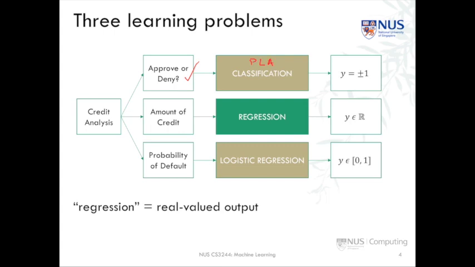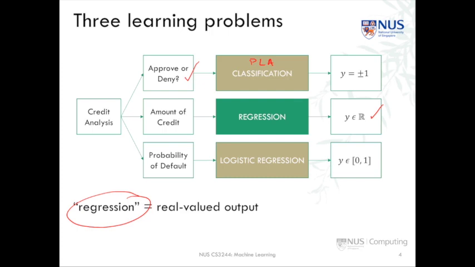This returns a value of either +1 or -1, whether the classifier thinks it's part of the positive class or the negative class. Today we're also going to look at the second problem, which is to decide the amount of credit or credit line that somebody might get, given a credit analysis. This is a real valued problem output, so we're going to call this a regression problem. The regression problem is going to return a real valued output.